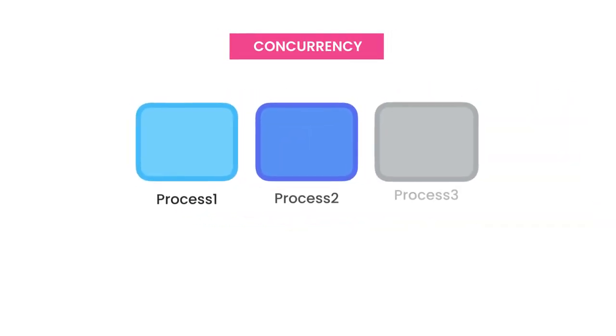Now, your operating system can execute many processes at the same time. For example, it can run an antivirus while playing music. So that's concurrency at the process level. But we can also have concurrency within a process or within an application using threads.